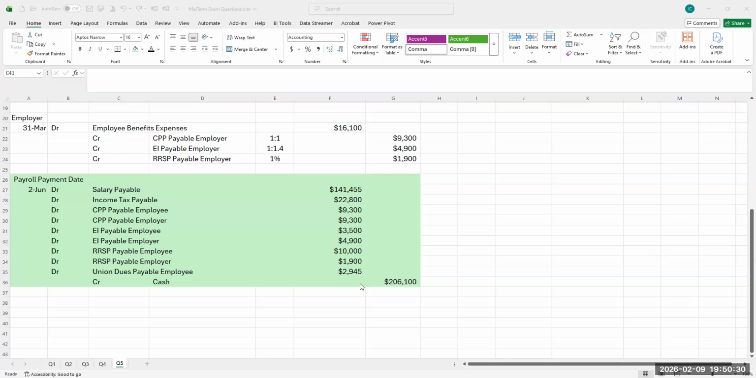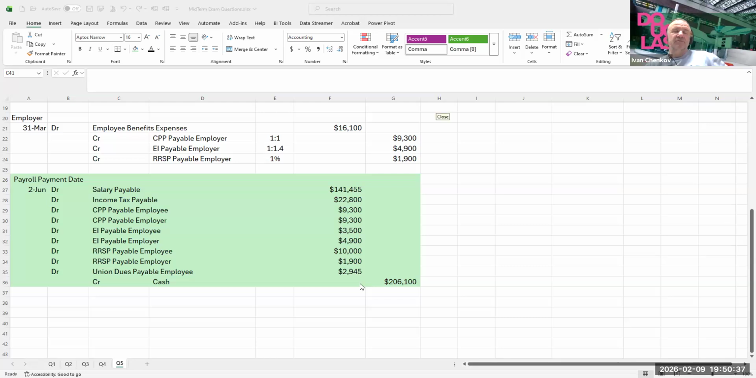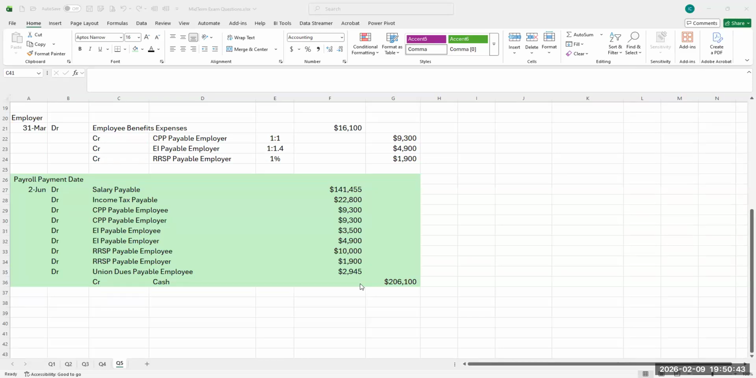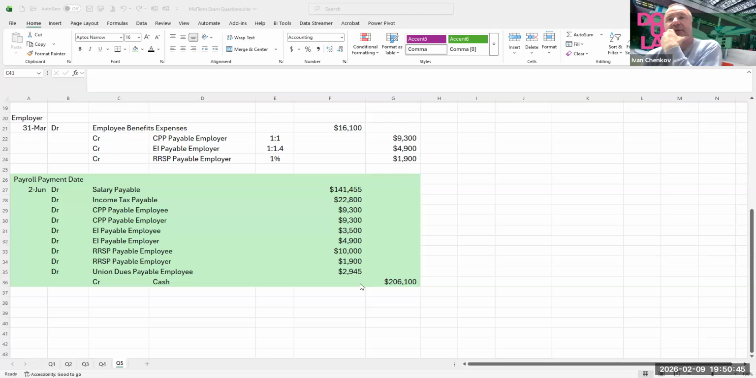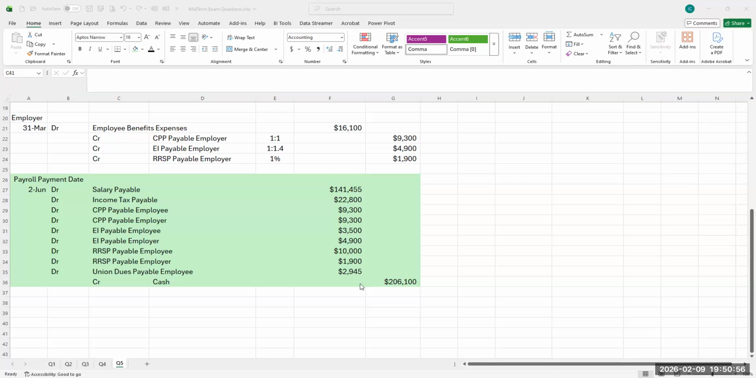Sorry, the 1.4 was basically for the EI, the employment insurance deduction for the employer? For the employer, yes. And that won't actually change, even years into the future? No, not in the unforeseeable future. If there are any changes, you're going to see them in the tax courses. Oh, okay. Okay, thank you.